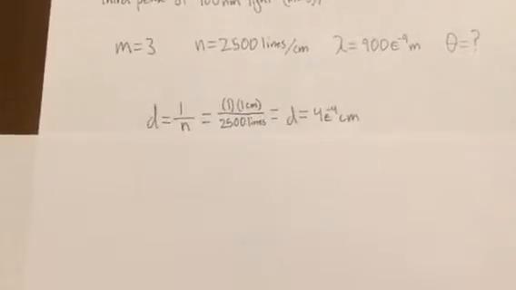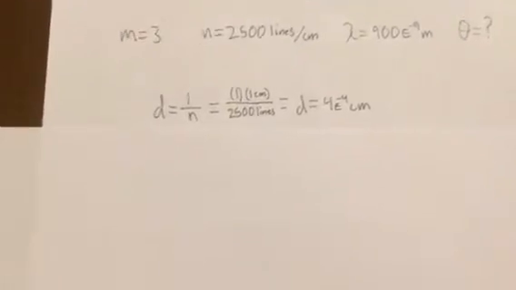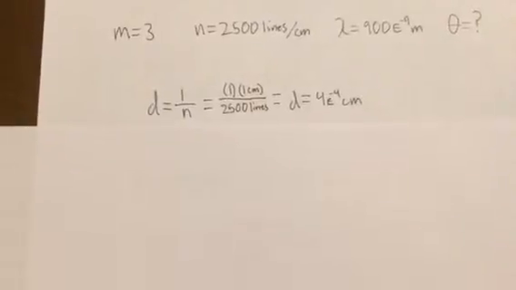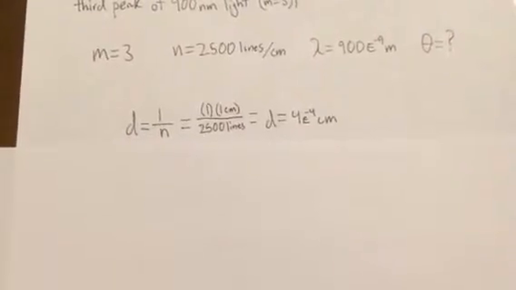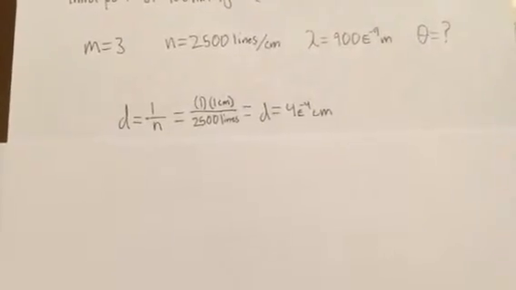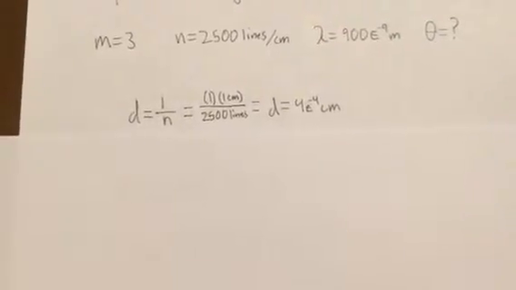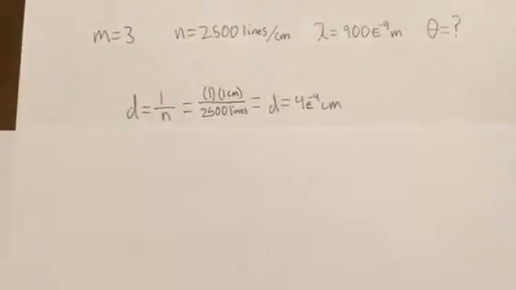We're going to begin by using this equation, the slit spacing d equals 1 over n, and we just input these values. We end up with the slit spacing equaling 4 times 10 to the negative 4th centimeters.